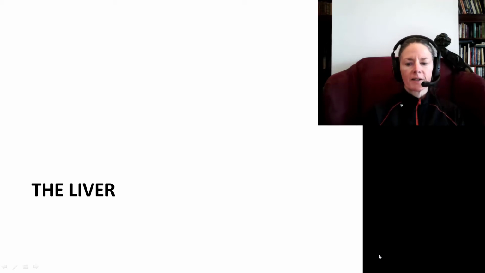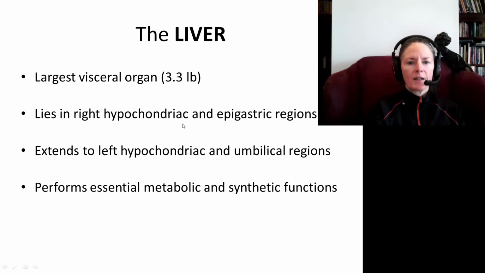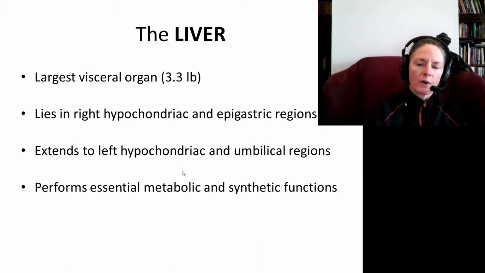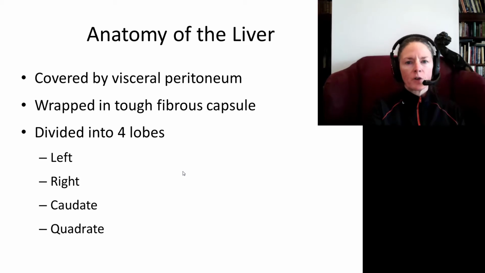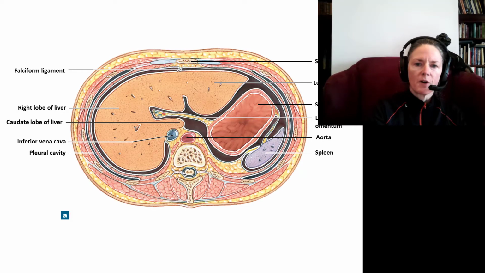All right, in this segment, let's look at the liver. The liver is a very large organ that occupies the upper right and middle portion of the abdominal cavity and is also going to be very important for metabolic and hematologic regulation, as we'll see. It's covered by the visceral peritoneum. It has a fibrous capsule, and it has four lobes, which we'll see in just a moment.